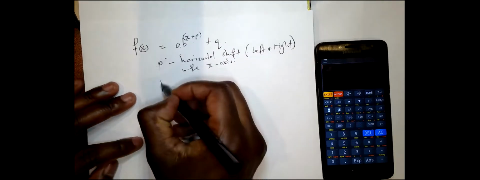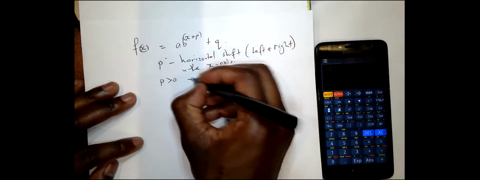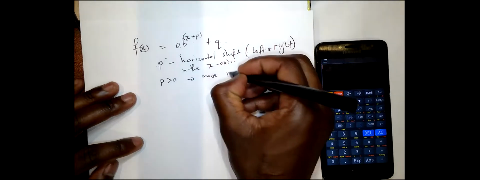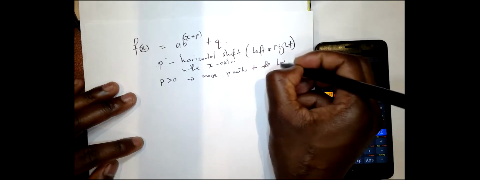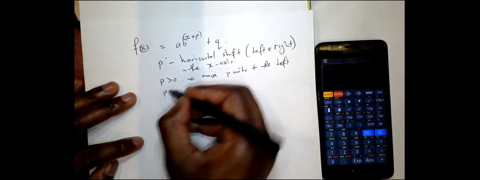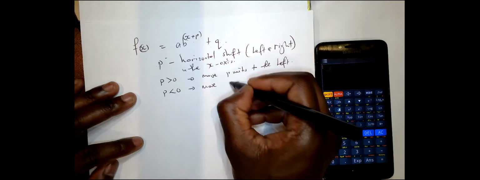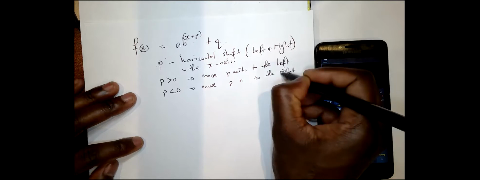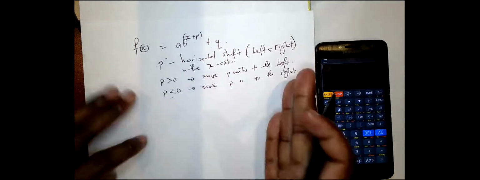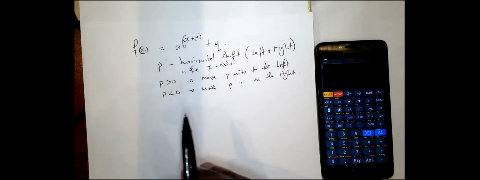So if our p is greater than 0, if p is positive, it means the graph will move p units to the left. It's always opposites, remember? If p is less than 0, it moves p units to the right. So if it's negative, it's moved to the right. If it's positive, it's moved to the left. Always remember that, because we want to cancel to come up with the original mother graph. That's what you want.